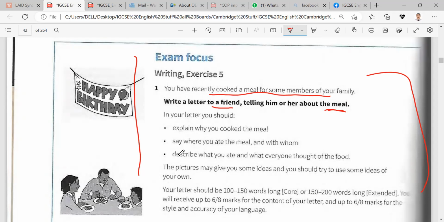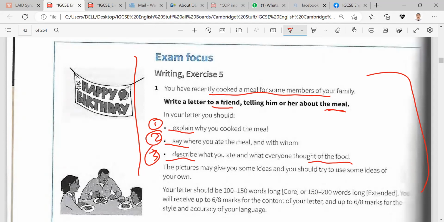What are the prompts, shabab? Number one, you should explain why you cooked the meal. You should give me reasons. Then you should say where you ate the meal, and with whom. And describe what you ate and what everyone thought of the food. These are the three prompts that you need to answer in your writing.